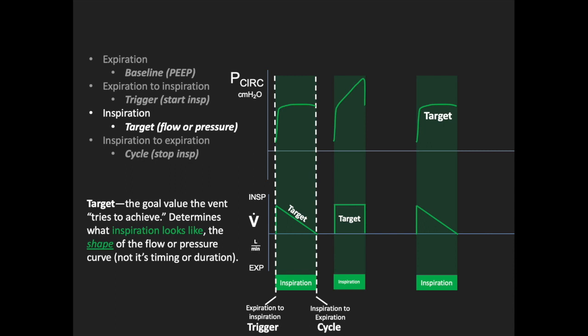That is, the shape of the flow curve or the shape of the pressure curve. The target has nothing to do with the timing of inspiration, that is, when inspiration starts. Remember, that's the trigger, so the trigger starts inspiration, but doesn't tell you what you're supposed to do in inspiration, just like the target is what you actually are supposed to be doing during inspiration, but doesn't tell you when inspiration starts. And I'm going to jump ahead a little bit and just say that the cycle is the thing that ends inspiration and also has nothing to do with the target.